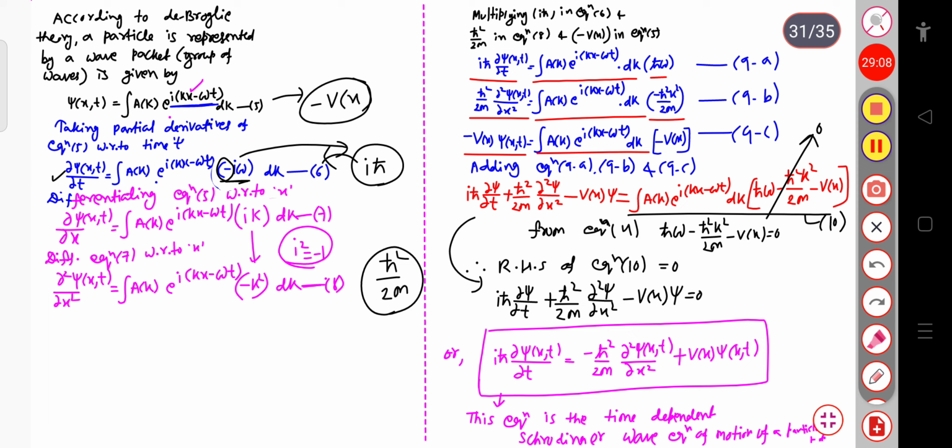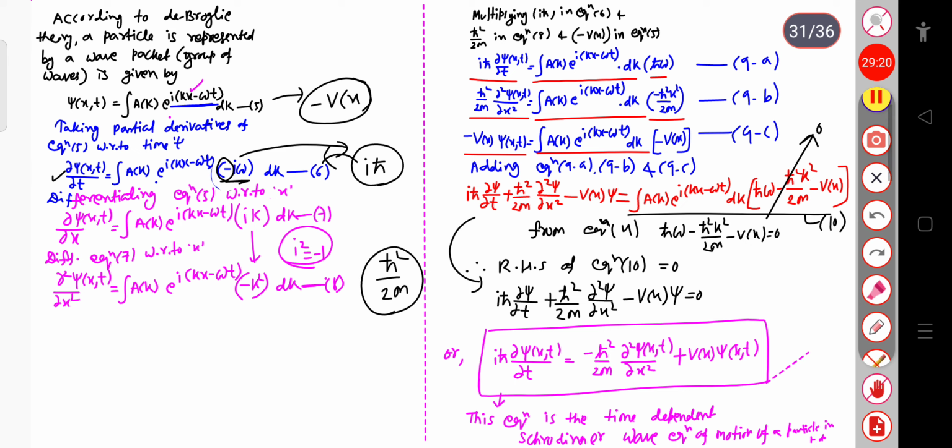That is i h cut dou psi by dou t equal to minus h cut square by 2m dou square psi by dou x square plus V of x into psi of x,t. So in the case of three-dimensional motion, simply this dou square psi by dou x square will be dou square psi by dou x square plus dou square psi by dou y square plus dou square psi by dou z square, multiplied with minus h cut square by 2m. So let me write this equation.